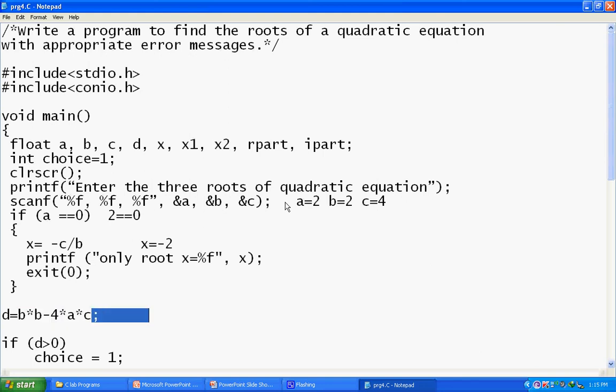Let us go for substituting the values of it. As we know, here the value of b is equal to 2. It will become 2 into 2 minus 4ac. 4 into the value of a is 2, the value of c is 4. I will get 2 into 2, 4 here, 4 into 2, 8, 8 into 4, 32. I will get minus 28. So the value of d now is equal to minus 28.